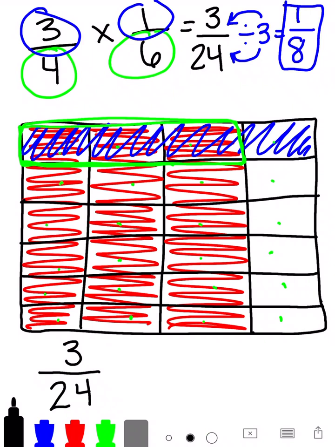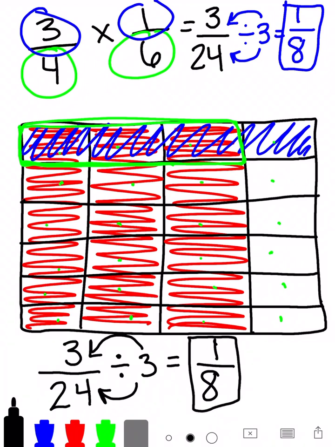Now, this looks familiar, right? We did it up top. So 3 over 24 can be reduced. We definitely want to simplify when we can. So we're going to divide this again by 3. Okay. 3 fits into 3 once. 3 fits into 24 8 times. And we get that same answer, 1 over 8.